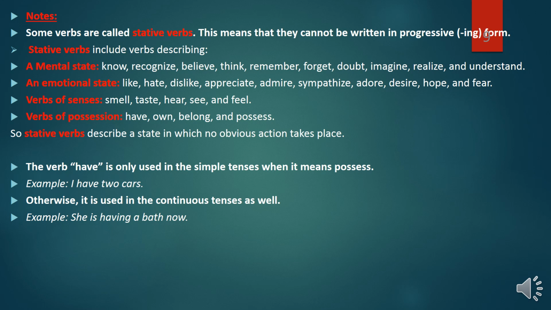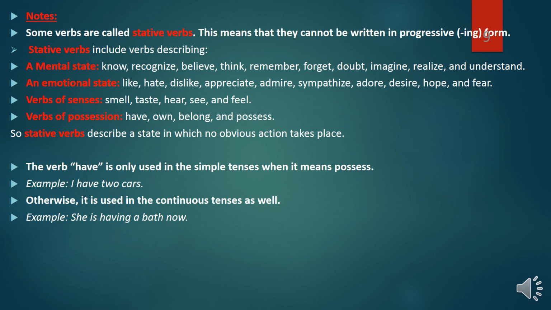For example, I cannot say I am knowing, or I am remembering, or I am imagining, or I am understanding. This is wrong. We have to keep the verb as it is. I know, I remember, I forget, I understand. Emotional verbs also, such as like, hate, love, adore.